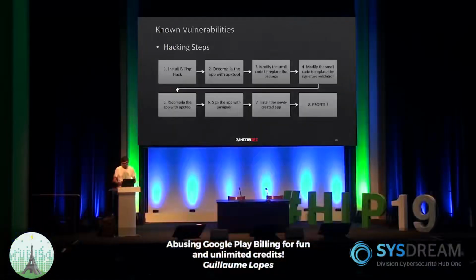So the hacking steps, if you want to do that, are pretty simple. Use the billing hack provided by Dominic. The proof of concept is still available on GitHub. You have it on my slides in the references at the end. You decompile the application, for instance, with APK tool. You modify the bytecode to replace the package with a billing hack application. You modify the signature validation to always return true, recompile the application, install it on your device, and that's it.